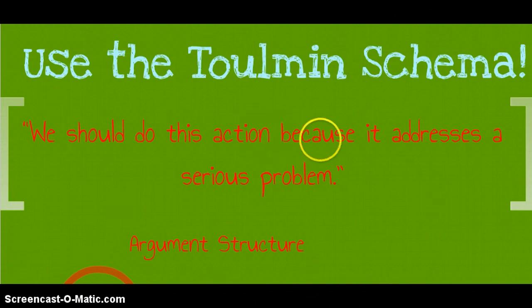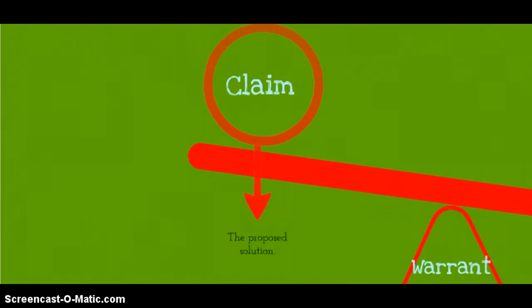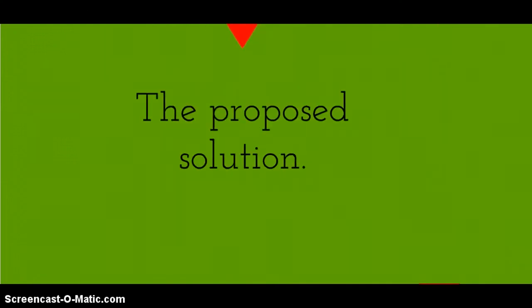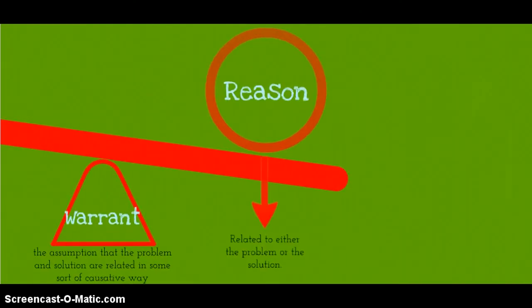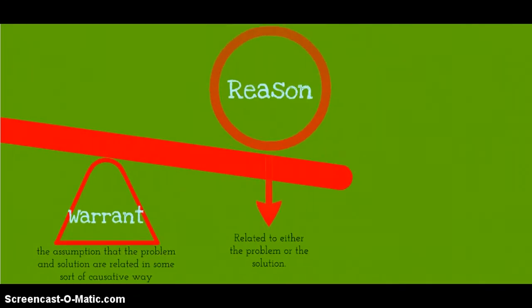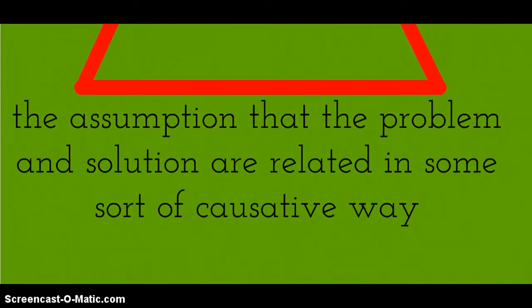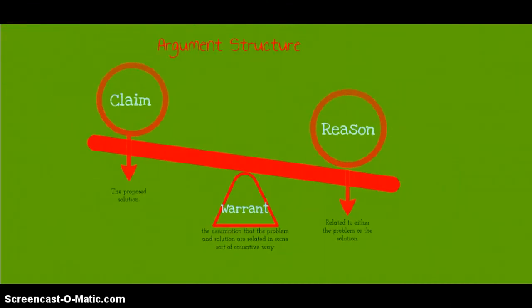There's an underlying assumption here that there is a relationship between the solution and the problem. Let's look at that structure again. You have your claim, which is the proposed solution itself, attached to a reason, which is related to either the problem or the solution, based on an underlying warrant or assumption, which is the assumption that the problem and solution are related in some sort of causative way. In this way, the claim is the proposed solution, and the reason is related to either the problem or the solution. The warrant is the assumption that the problem and solution are related in some sort of causative way.